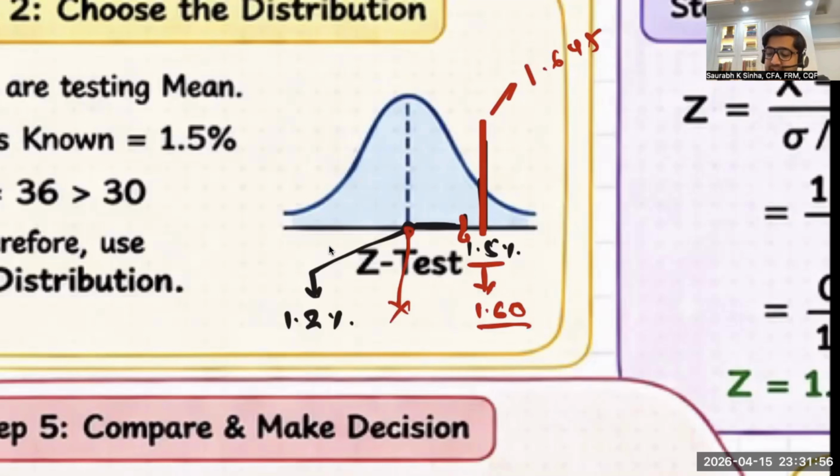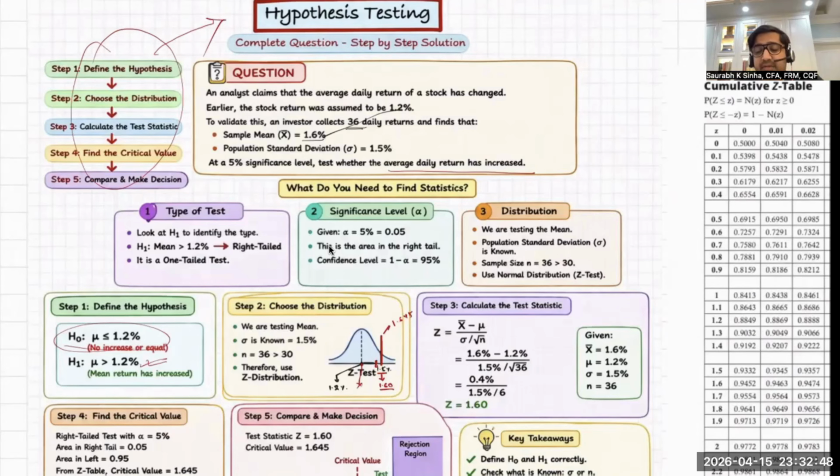Perfect. So we understood how to put all the 5 steps together and find whether your belief, the new claim, is correct or not. The new hypothesis is correct or not. So, with that, we have completed hypothesis testing.